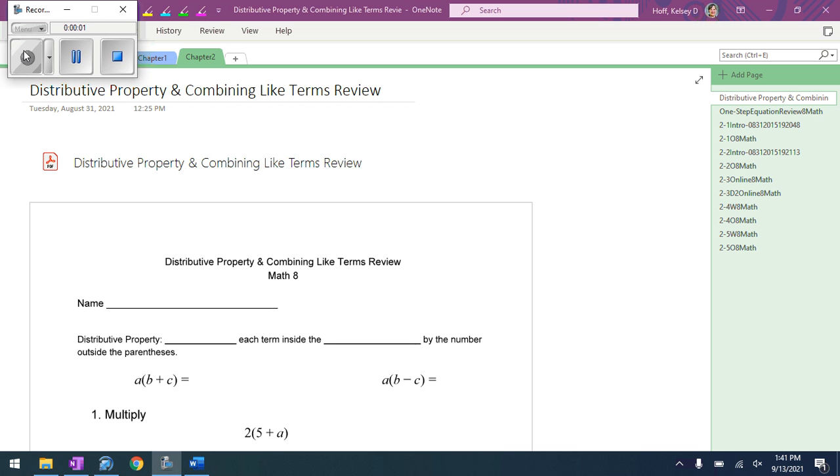All right, fold your hands. Listen to me closely. Let's first go over what this week lays out for you, okay? So today we're going to cover distribution and combining like terms online.